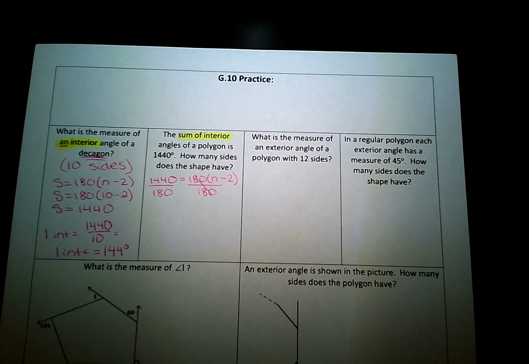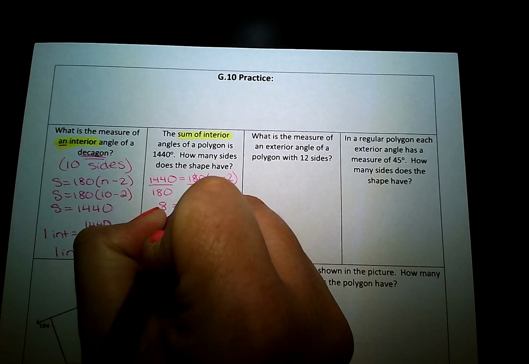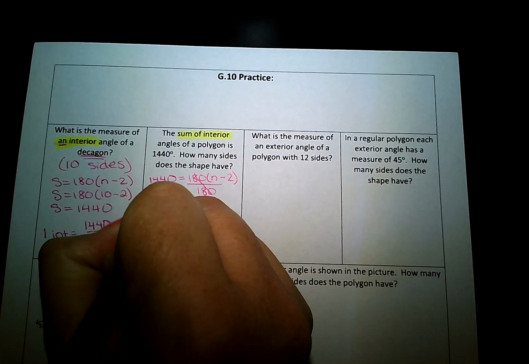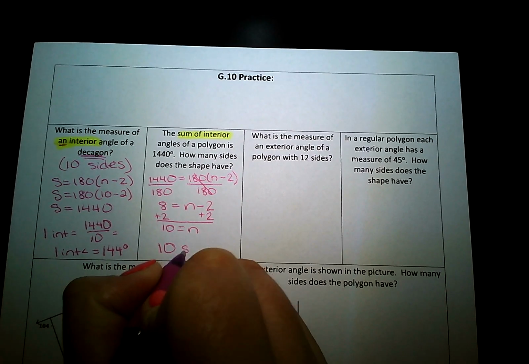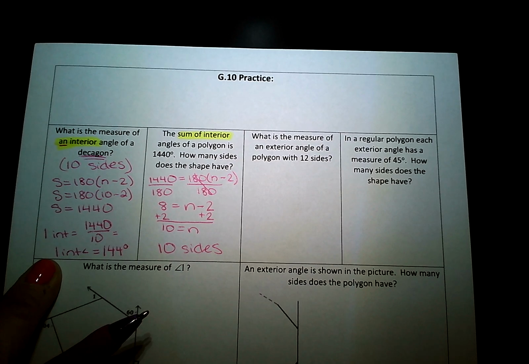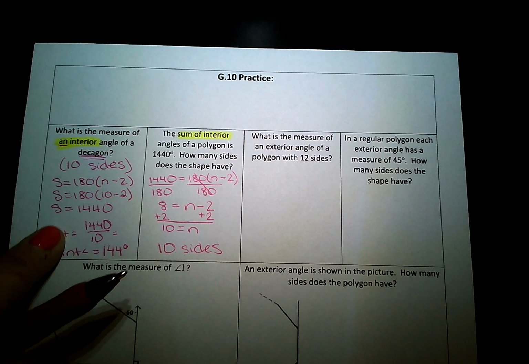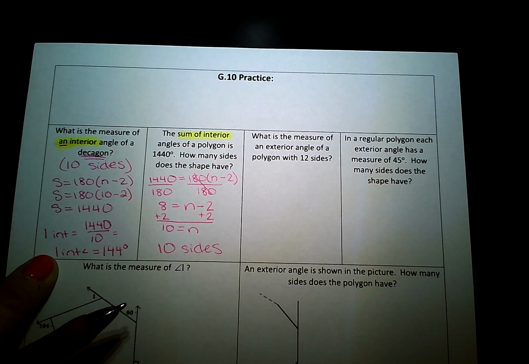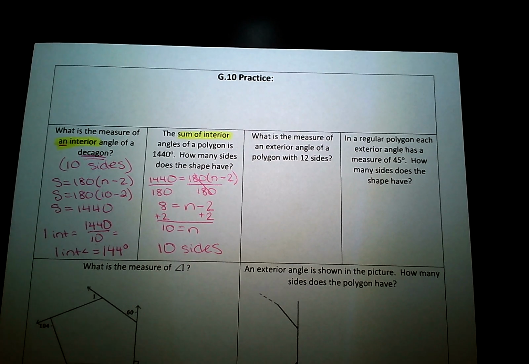I'll need some calculator help here. 1,440 divided by 180 is 8. So 8 is equal to n minus 2. Add 2 to both sides, and I'll get that n is equal to 10. So this is a 10-sided figure. Well, that confirms what we started with over here. Here we were told that we had a 10-sided figure, and we worked our way to the sum and eventually to one interior angle. Here we were given the sum, and we worked our way to the number of sides. See how we can use that same formula in a variety of ways.